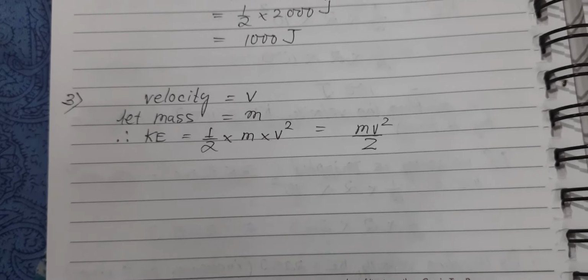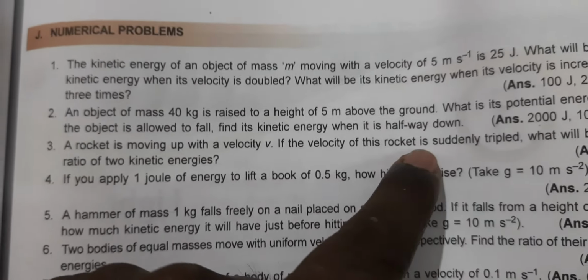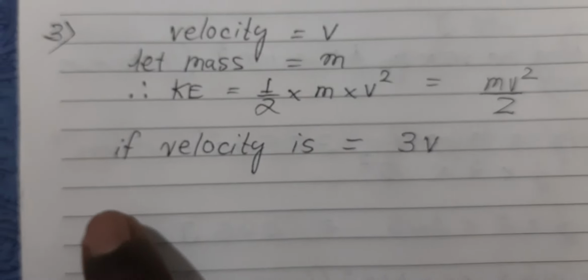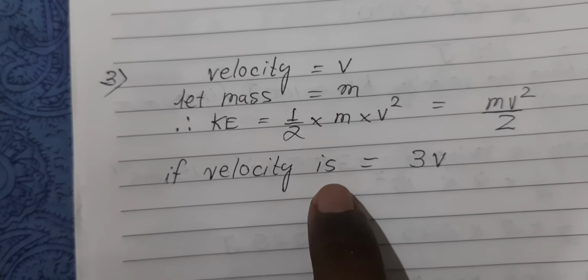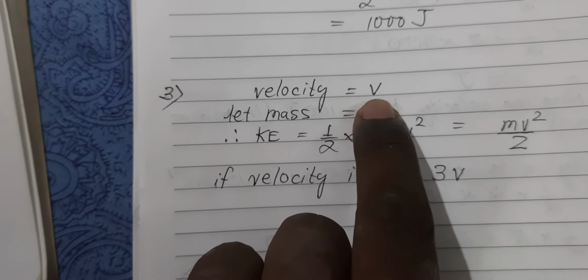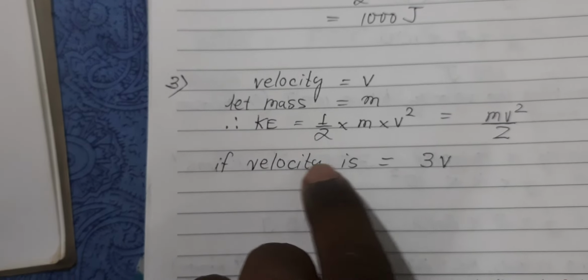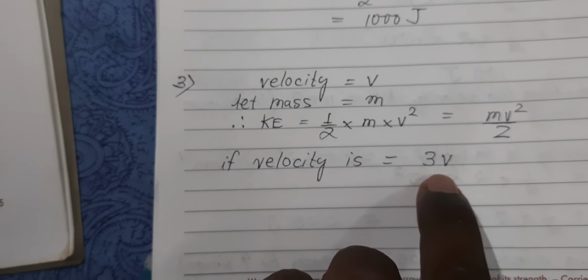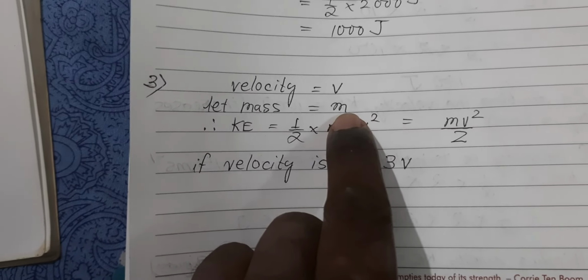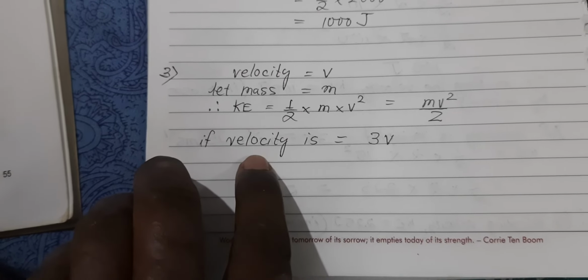Okay, now it says if the velocity of this rocket is suddenly tripled. If velocity is tripled, it means velocity is increased 3 times. Initially velocity was v, so 3 times of v is 3v. So if the velocity is tripled, it becomes 3v. Mass remains constant only. Mass will not change. Remember, whatever force you give on an object, the mass does not change. So mass will be the same.